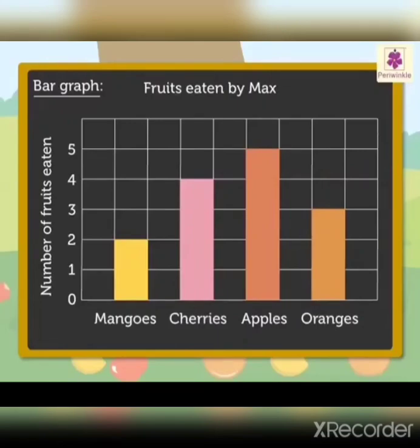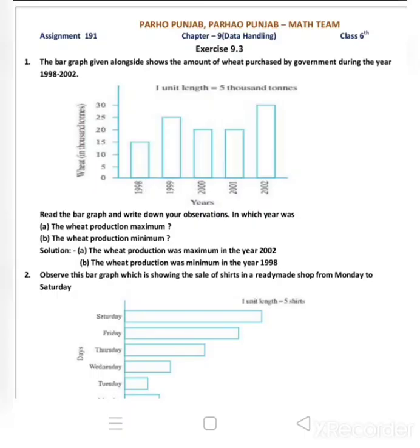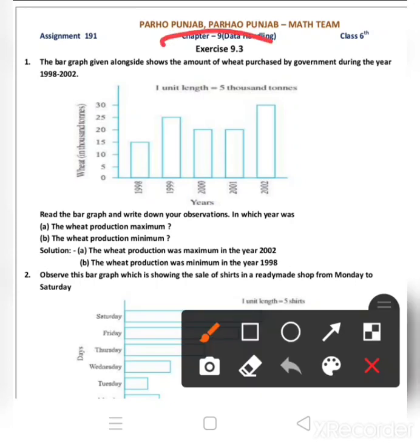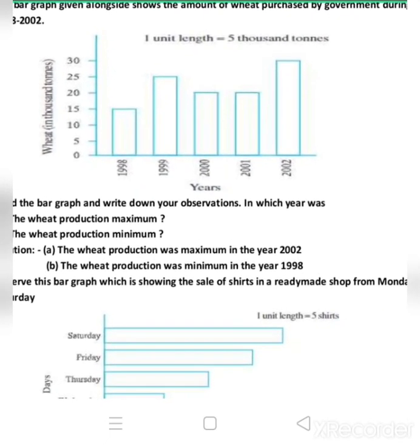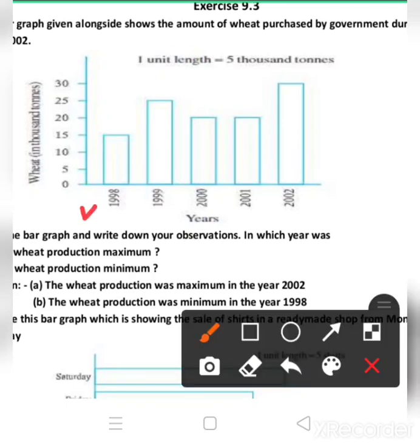So let us do our assignment about bar graph. Let's move to our assignment 191, exercise 9.3. Question number 1: the bar graph given alongside shows the amount of wheat purchased by the government during the years 1998 to 2002. Here we have a bar graph showing the purchase of wheat by the government, and the duration is 1998 to 2002.